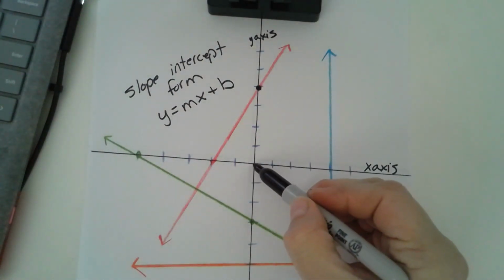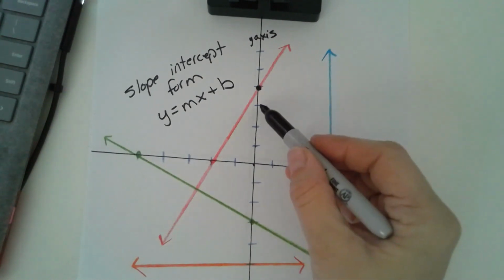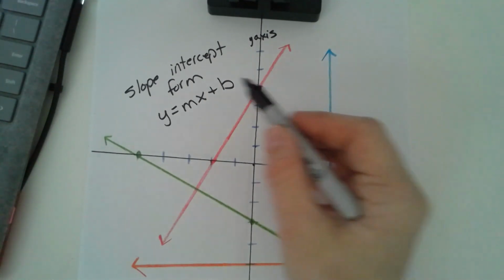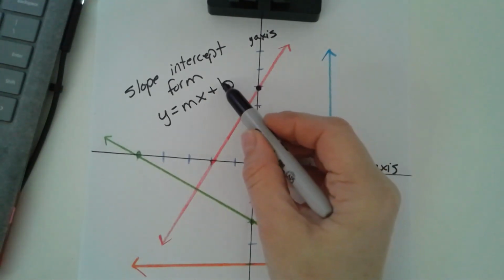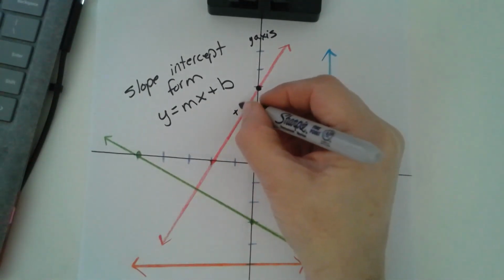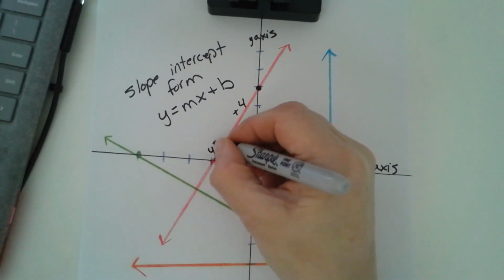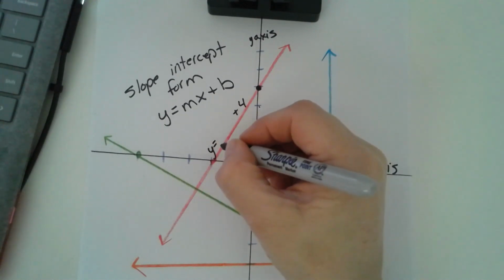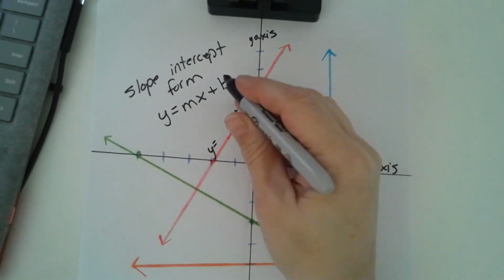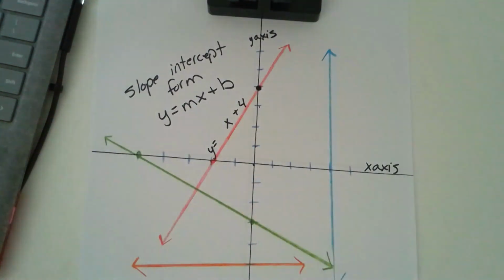So this is our origin here. So it's 1, 2, 3, 4. So it passes at positive 4, which means our y-intercept, which the letter b represents, is going to be 4. So I know this equation is going to be y equals, we'll figure out what the m is, mx plus b. Well, we know the b is 4 because it crosses at 4.